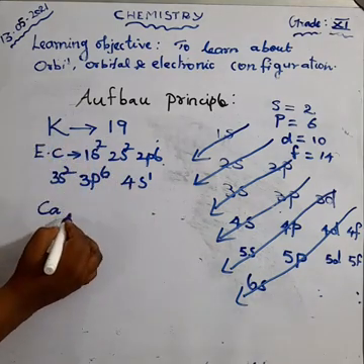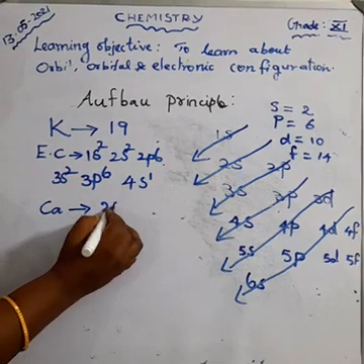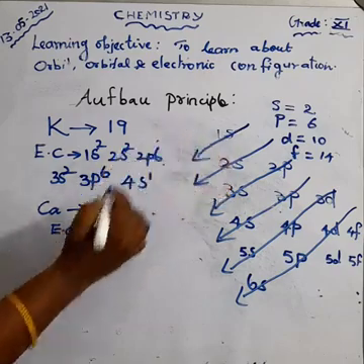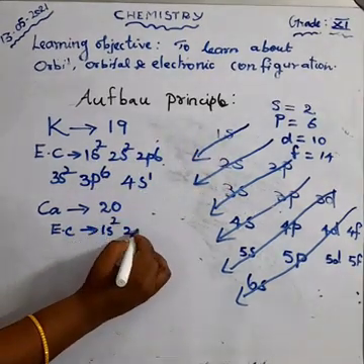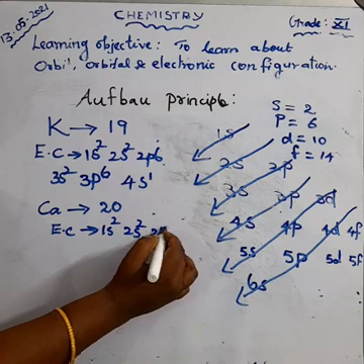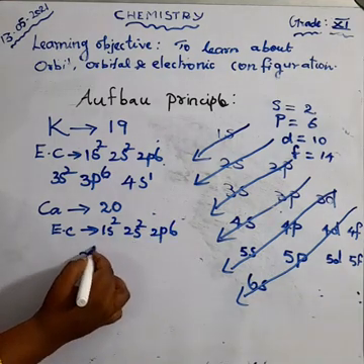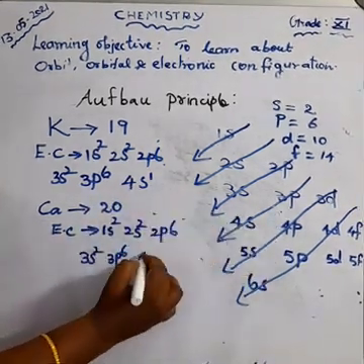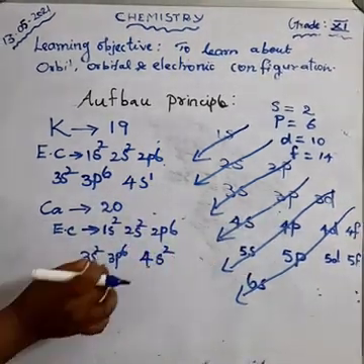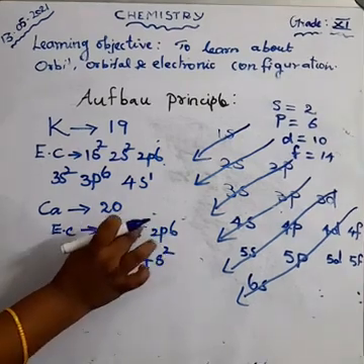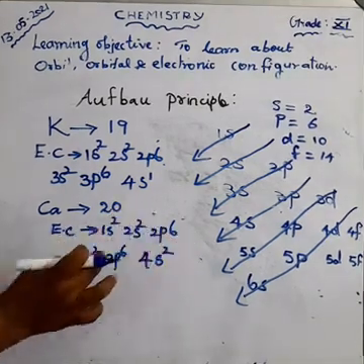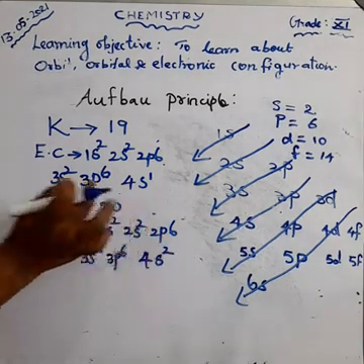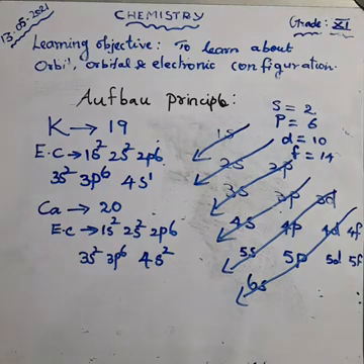And then calcium. Calcium atomic number 20. So electronic configuration for calcium, how will you write? 1s2, 2s2, 2p6, 3s2, 3p6, and the remaining 2 electrons we can occupy in the 4s orbital, 4s2. So count how many electrons are here: 2 plus 2 is 4, 4 plus 6 is 10, 10 plus 2 is 12, 12 plus 6 is 18, 18 plus 2 is 20, totally 20 electrons.